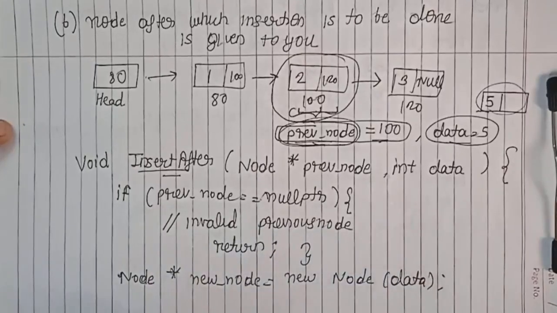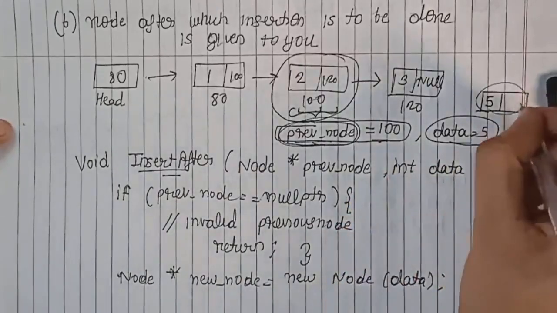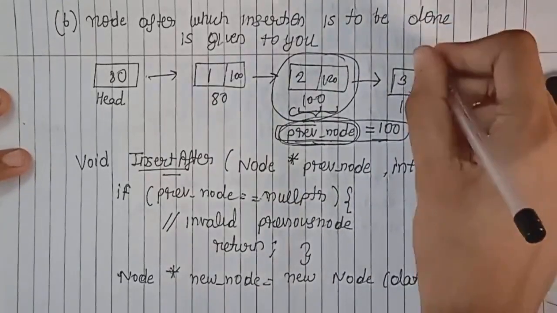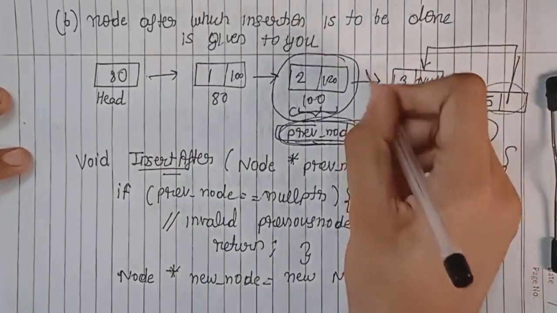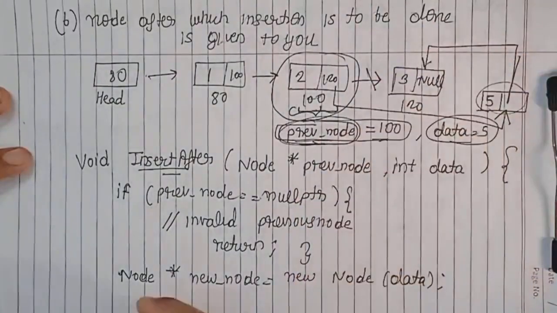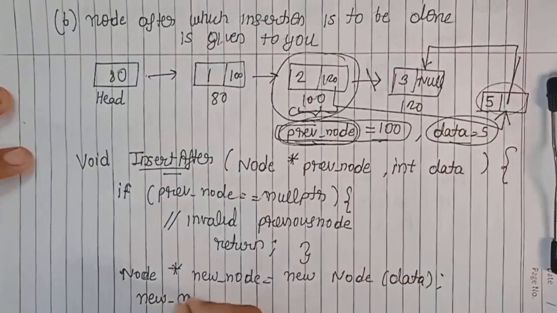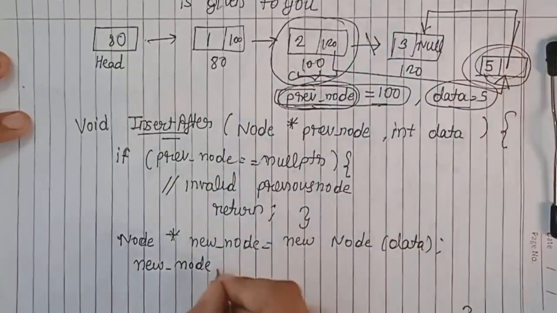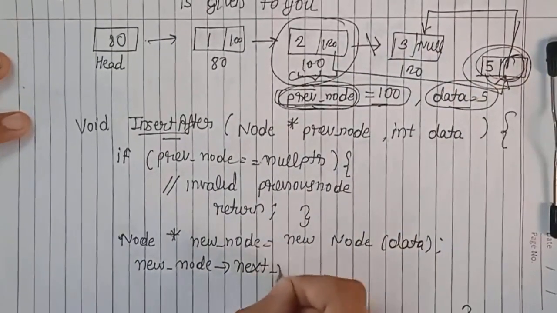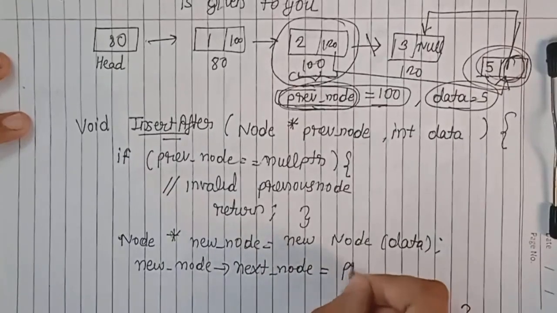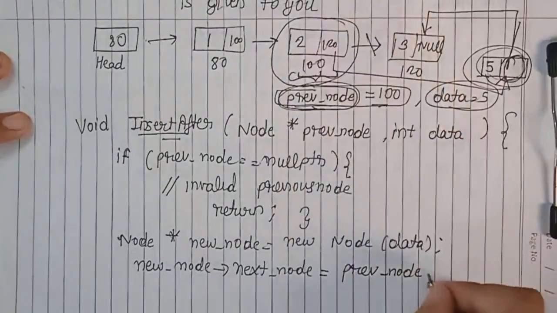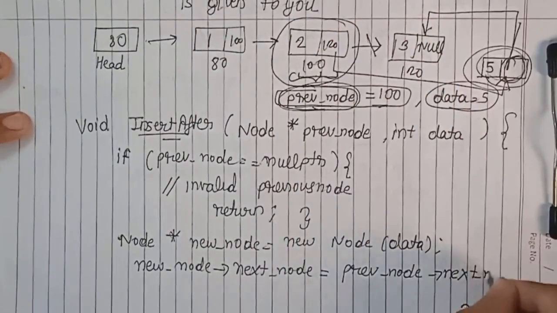and what I will do is create the link. Let me just show you. I will create the link of this 5 with this, and I will break this link and create the link here. So what I'm doing is, this is our new node and this is the next node pointer of new node. So next node pointer of new node, I am assigning the address which is stored in the next node pointer of the previous node, which is 120.